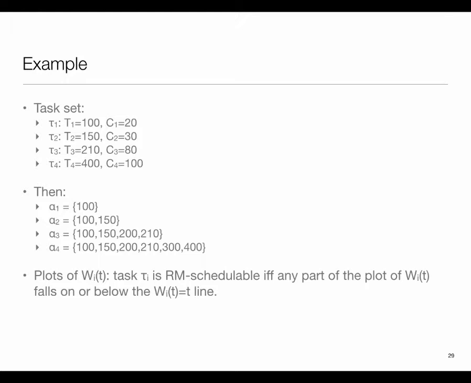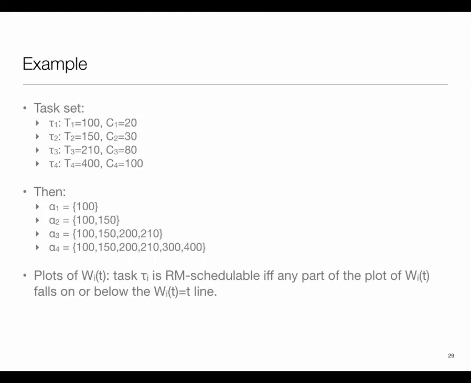So the only thing I want to check is 100, multiples of T1 which are less than or equal to T1. For task 2, I'm going to check at multiples of T1 and T2 which are less than or equal to T2, which is going to be 100 and 150. For task 3, I'm going to check at multiples of T1, T2, and T3 which are less than or equal to T3, which is 100, 150, 200, which is a multiple of 100, and then 210, 4 values.